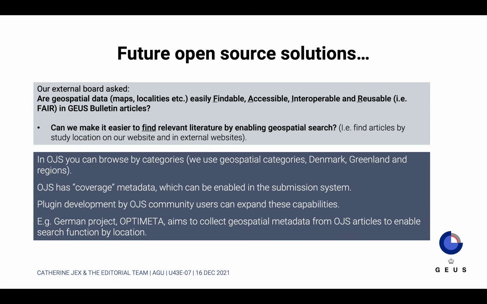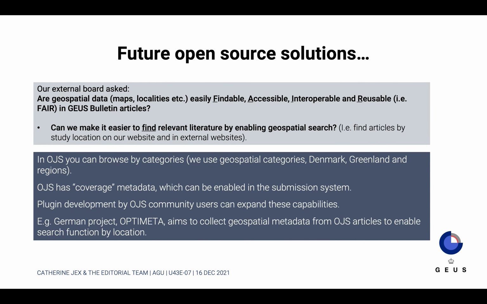OJS also has the ability to include coverage metadata. This isn't enabled by default, but it can be enabled in the submission system in the settings there. But to go any further, to get, for example, coverage metadata in a certain format and to actually implement some sort of search function, you'd then need to turn to the OJS community to expand the basic OJS functionality by way of developing a plugin.